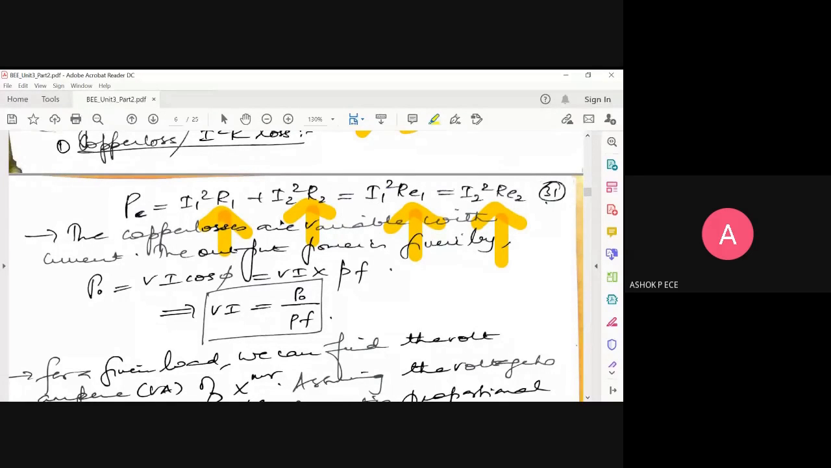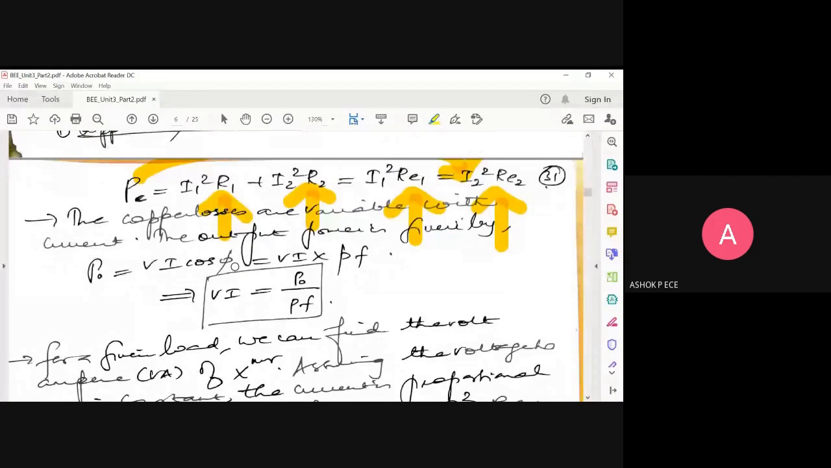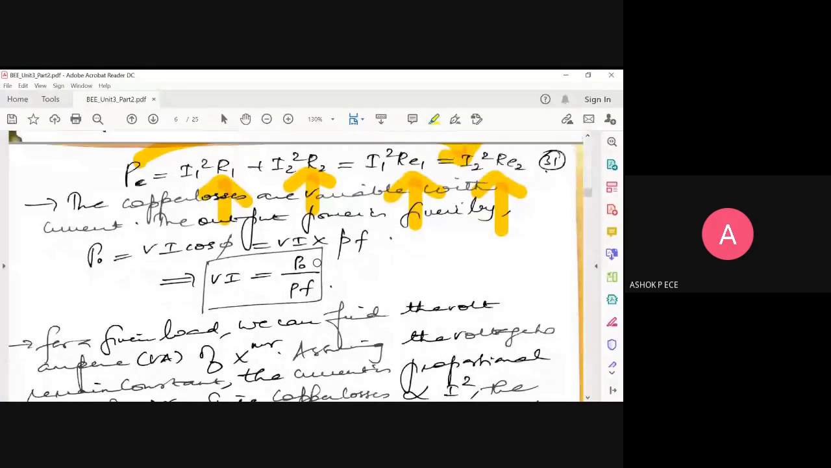So the output power is given by P naught equal to VI cos phi. So it is going to be VI into power factor. Cos phi is power factor. So from that, I can find VI equal to P naught by power factor. VI is your VA of your transformer. You call volt ampere, right? So VA of your transformer, if you want to find, you can use the formula P naught by PF.